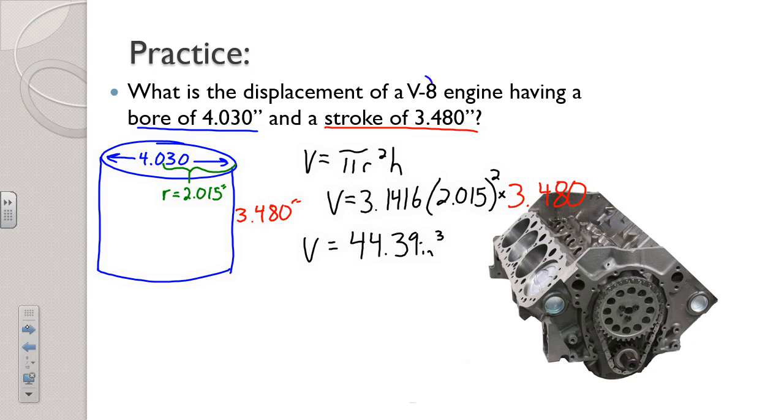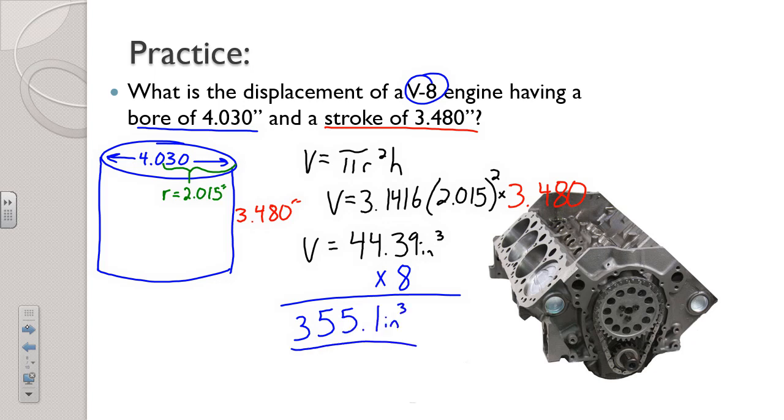But again, this is a V8 engine, so we're going to multiply that by 8. And if we do that, our displacement turns out to be 355.1 cubic inches. And again, I'm rounding to 1 or 2 decimal places, which for volume calculation is fine. It really doesn't matter that much.